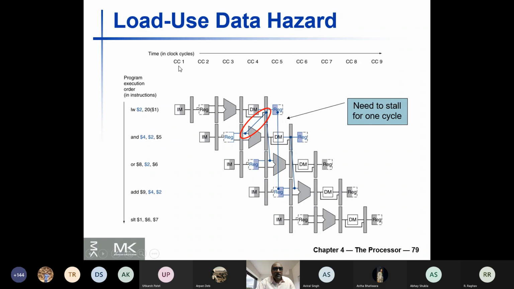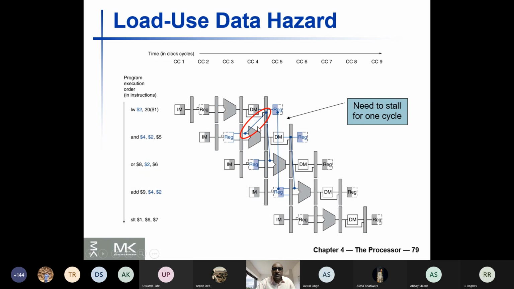You can see here, suppose this is the instruction sequence. You have a first load instruction, followed by AND, OR, and so on. The load instruction starts from cycle 1 and completes in cycle 5. The next instruction, the AND instruction, starts from cycle 2 and goes on.